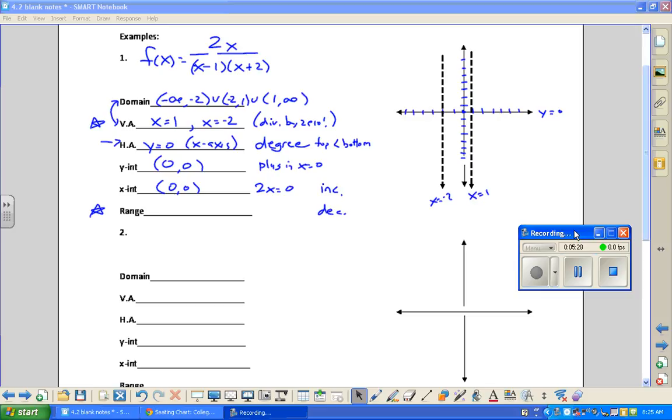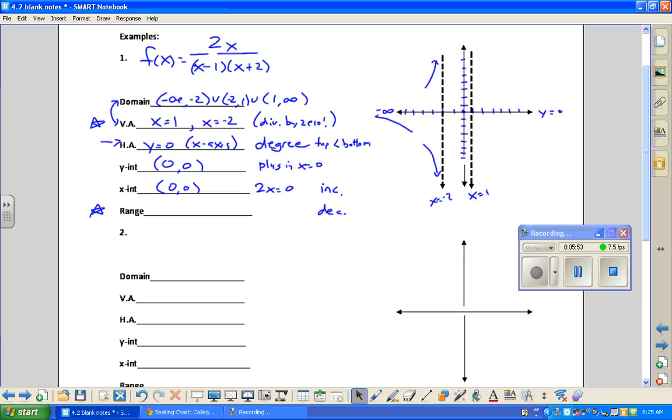Okay? So let's look at the far left side, to the left of this. What I know is that the graph, as I get closer to this line, either has to go up like this or it has to go down like this. That's the only two options. I also know that this y equals 0 means that as I get towards negative infinity, it's going to get closer either from that way or closer from that way, right?